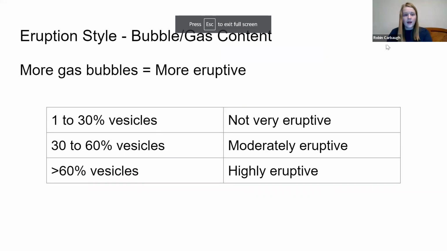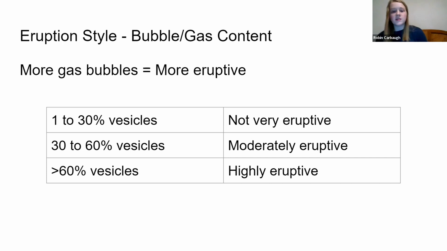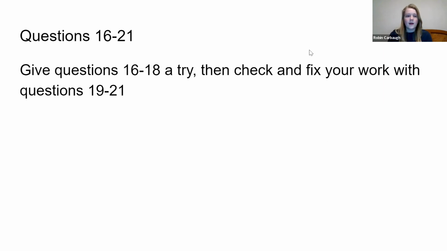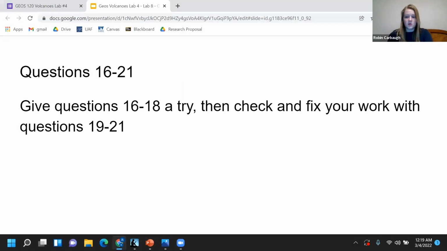Yep, and then the last part of the lab is going to talk about eruption style, looking at bubble gas content. And a good rule of thumb is the more bubbles, the bigger bubbles you see, the more eruptive it is. This isn't a perfect science, but it's a start. If your rock has 1 to 30% vesicles in it, that's not very eruptive to slightly eruptive. 30 to 60, moderately eruptive, and over 60, that's highly eruptive. And then the way I would go about this, give 16 to 18 a try, and then you can kind of check your work with 19 to 21.